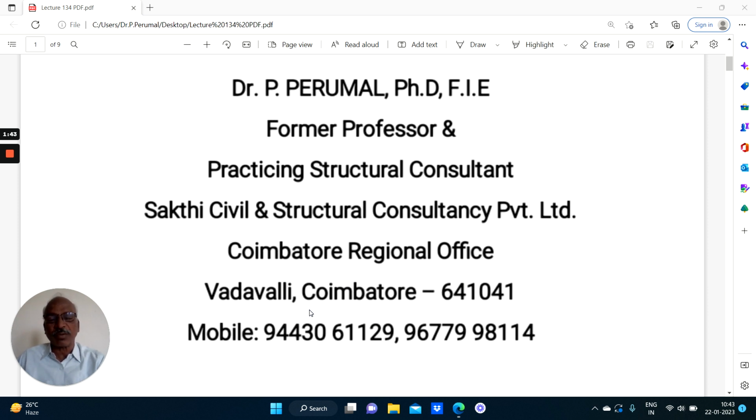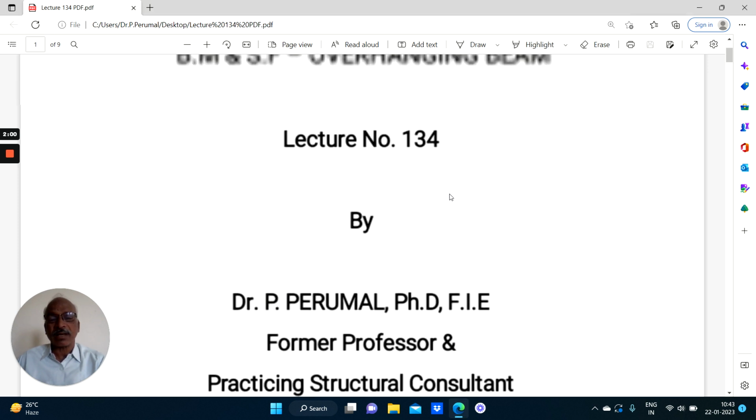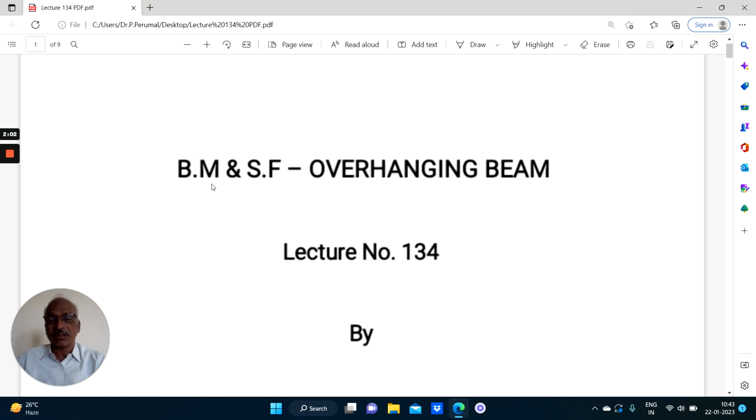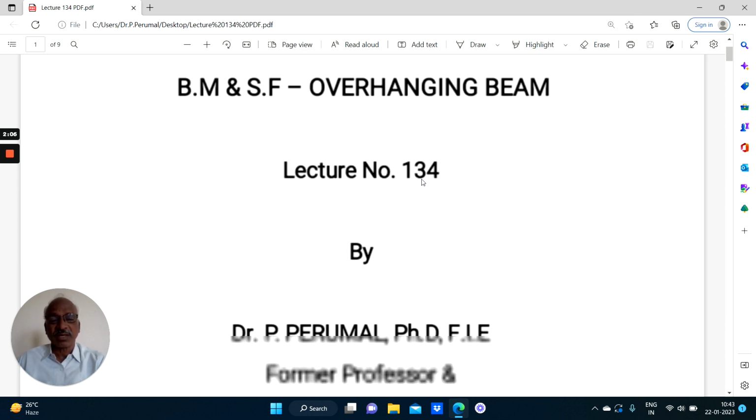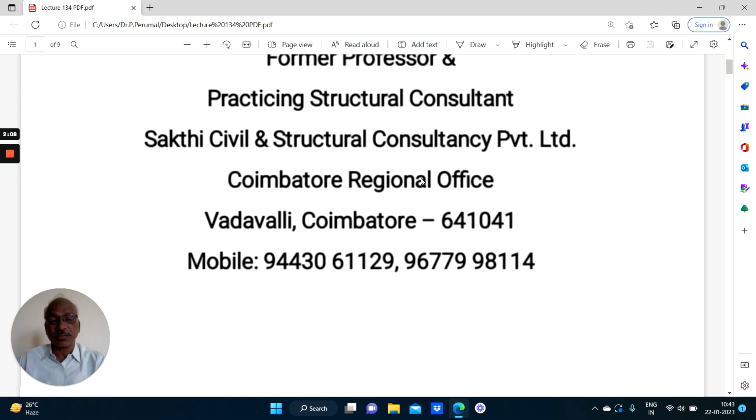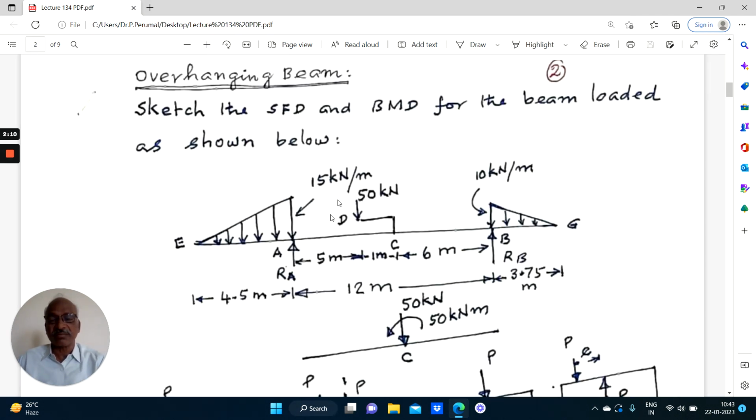And the next information is now this beam is overhang on both sides. Therefore, there will be 2 points of contraflexure. How to locate the points of contraflexure? These are the new information. Otherwise, whatever we have discussed earlier holds good here also. This is to discuss about bending moment and shear force for overhanging beam. Lecture number 134. This is the problem.